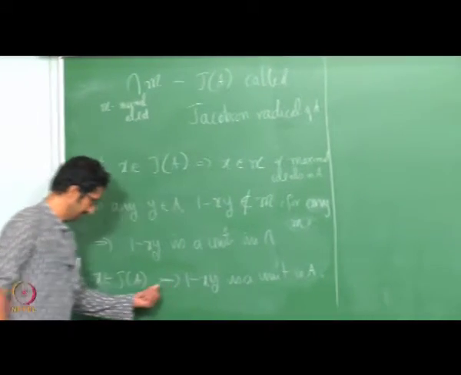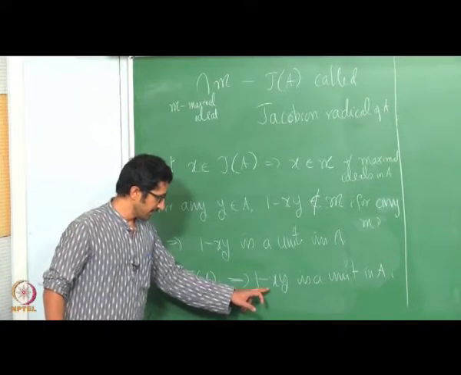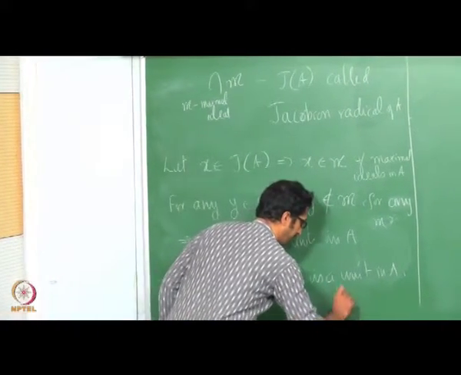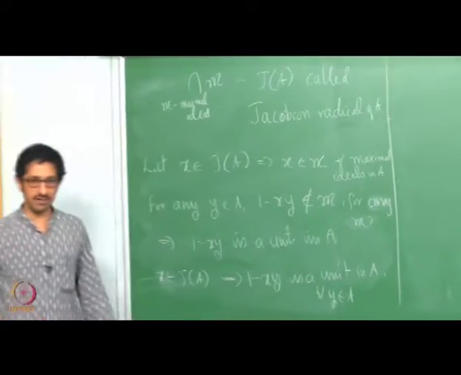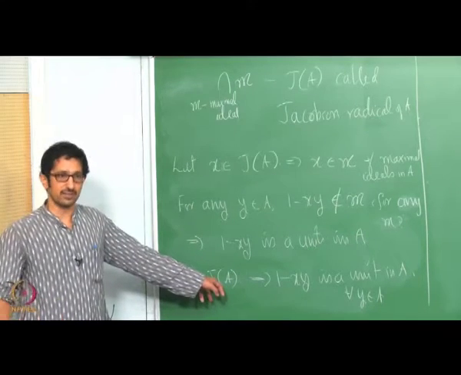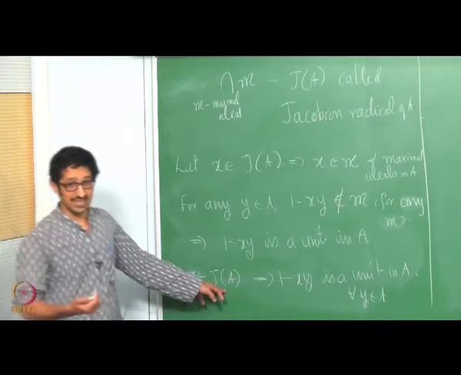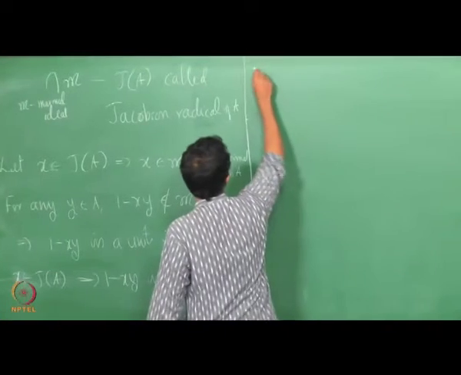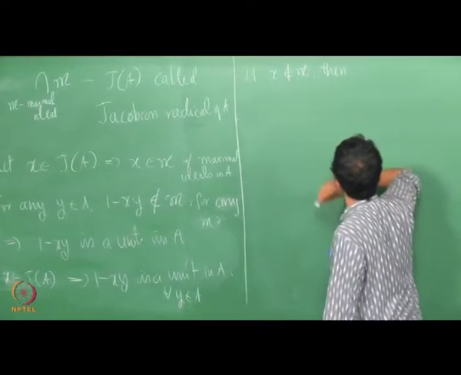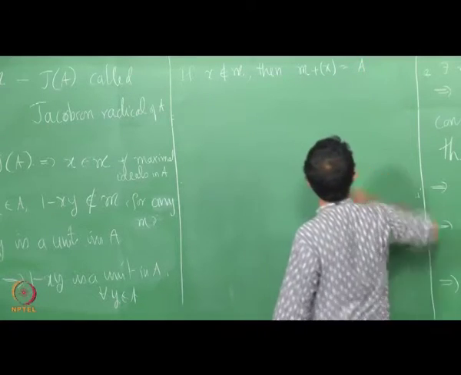So, there is this natural question whether the converse is true. If this is a unit in A for every y in A, can we say that x belongs to all maximal ideals? Suppose x does not belong to a maximal ideal M, then the ideal generated by M and x is A.